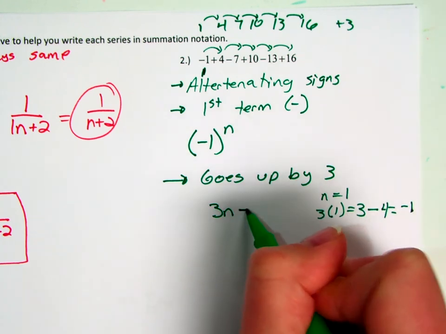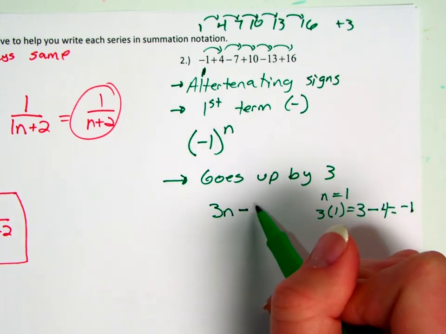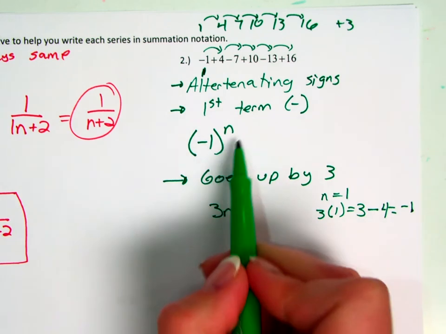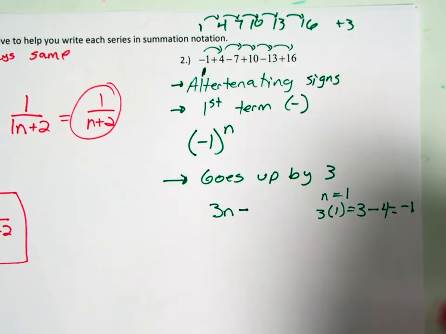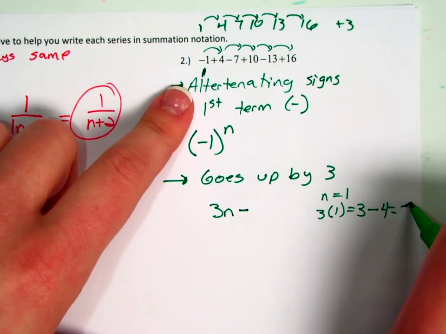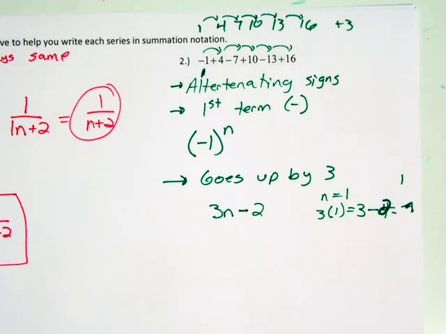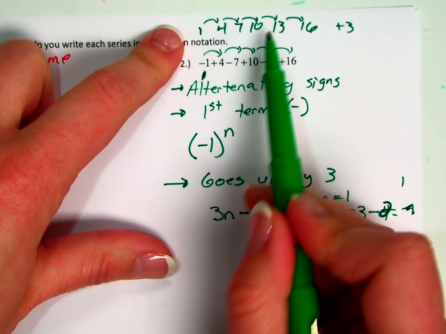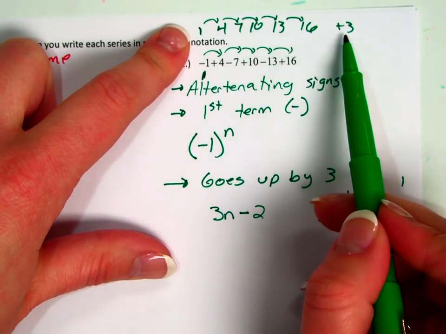So if I have 3n, but I don't care about the negative. The negative is going to be taken care of by this piece. So it's not really 3n minus 4. I'm trying to get to just a plain one, so it should be 3n minus 2. So let's see if that works to get me to each one of these, because I'm already taking care of the positive and negative by this. Now I just care about producing this one.